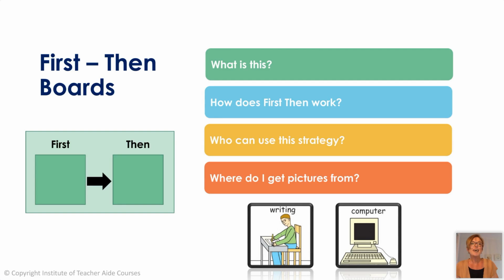All right, so let's have a look at the first then board. A first then board is a visual strategy to help children with a specific task. Now, this strategy displays two pictures, a first and then a then. Sometimes it's called first or next. The first picture is usually a non-preferred activity, and the second picture, the then, is a picture of a preferred activity. So the child has to do the non-preferred activity first before they get to do the then, the preferred activity.